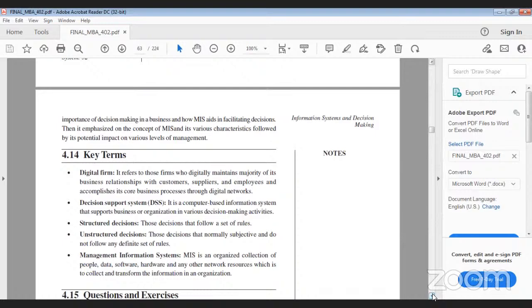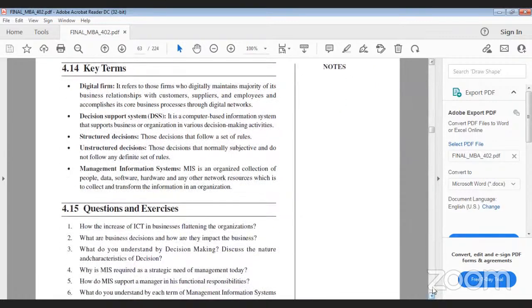Digital form, decision support system, structural system, instructional system, management information system.